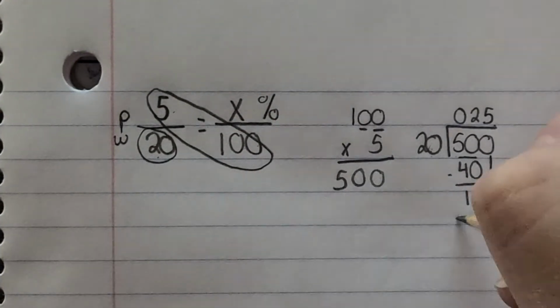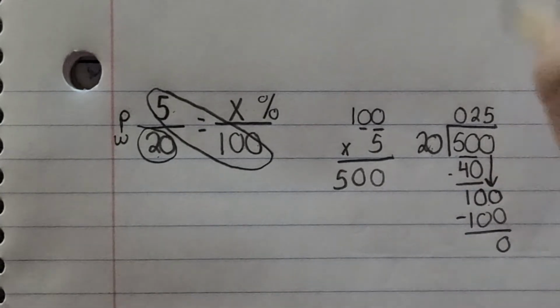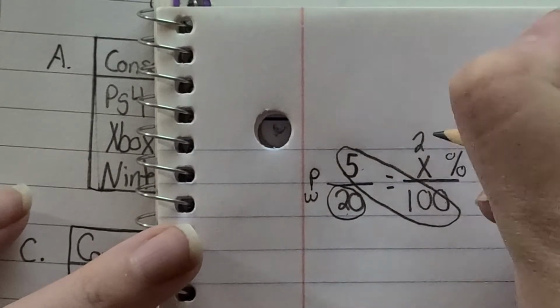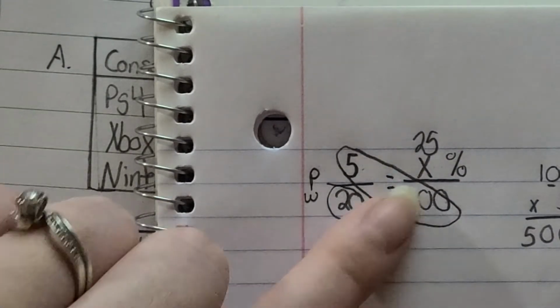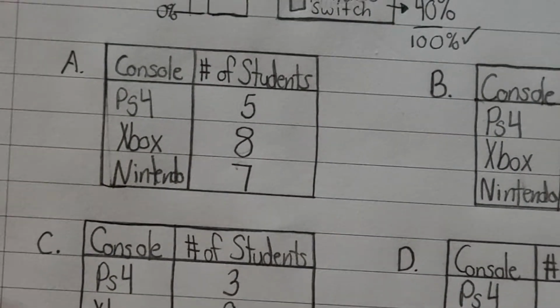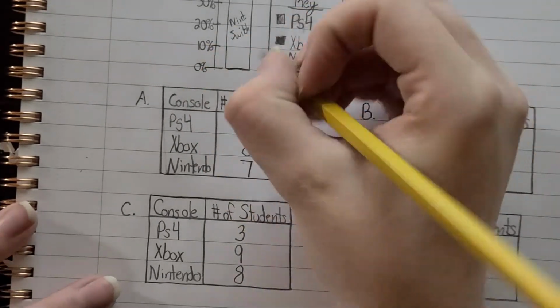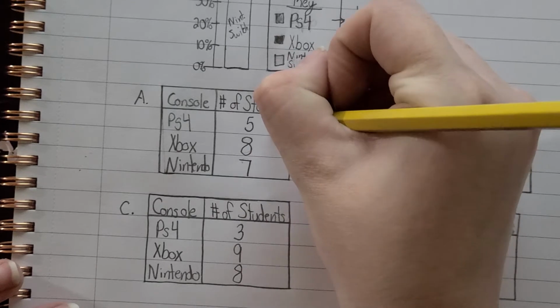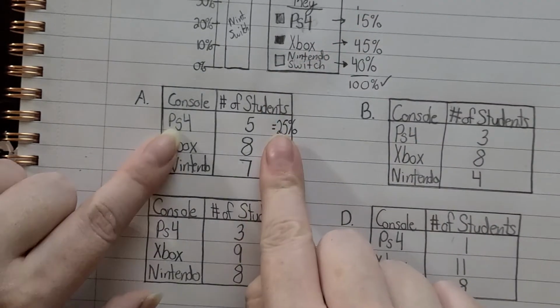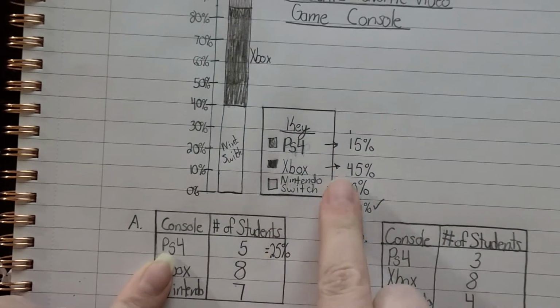Okay, exactly. And I have nothing left on top or bottom to use. So this is just 25. And since I'm putting it over here where my X was, that is 25%. That's how you're going to figure out what percent is in your table. So if I know that this 5 is equal to 25% of the table, PS4's 25.